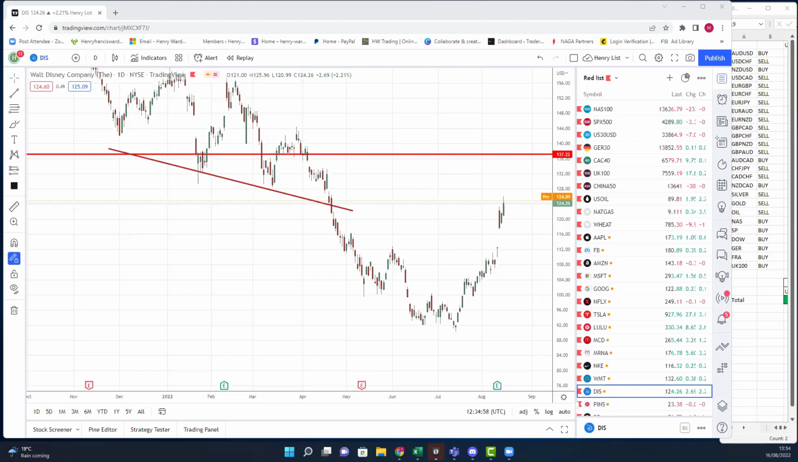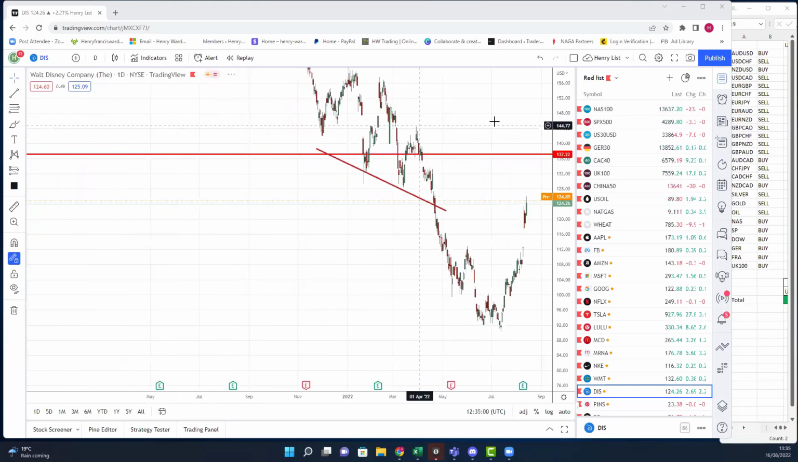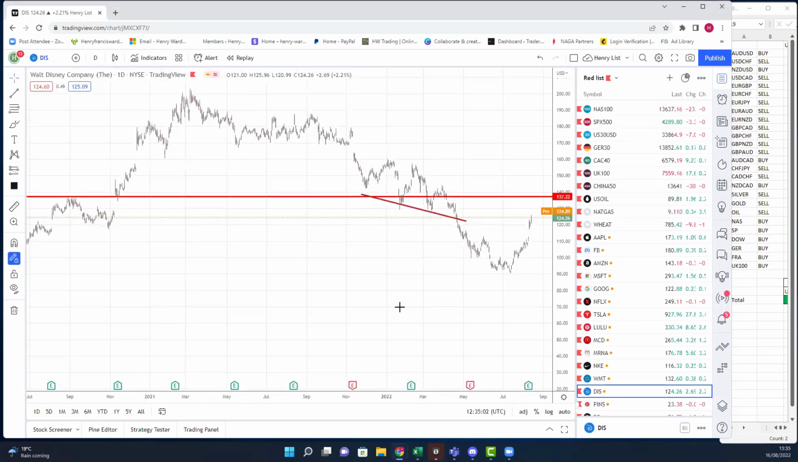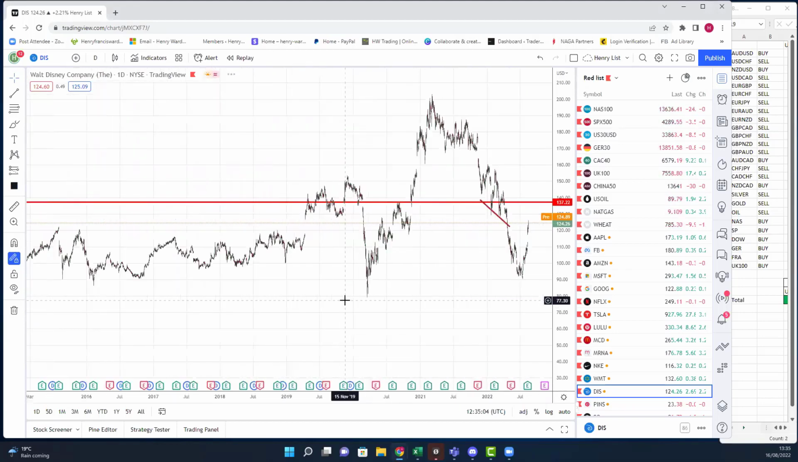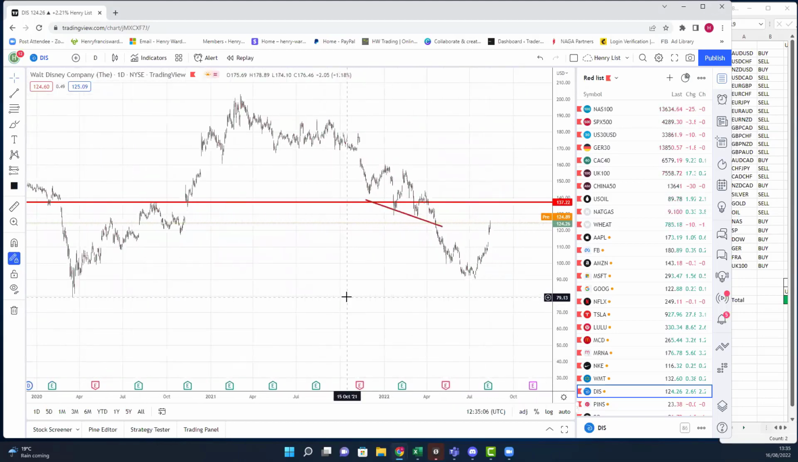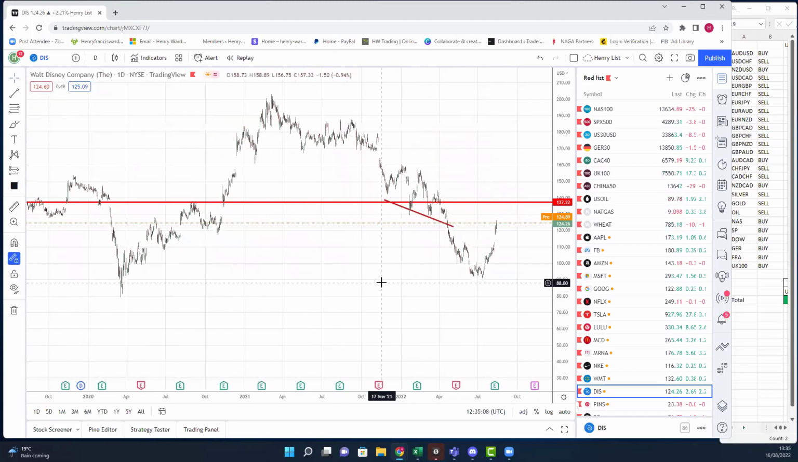But finally, we're starting to see a little bit of movement on the likes of Disney to the upside. Feels like we've been waiting forever for this to sort of happen. Okay, so that's a little bit of news coming out on the likes of Disney, which looks quite positive.